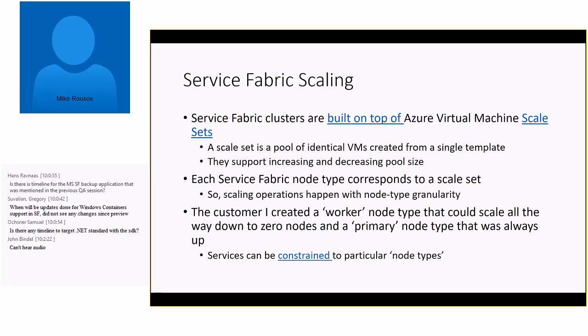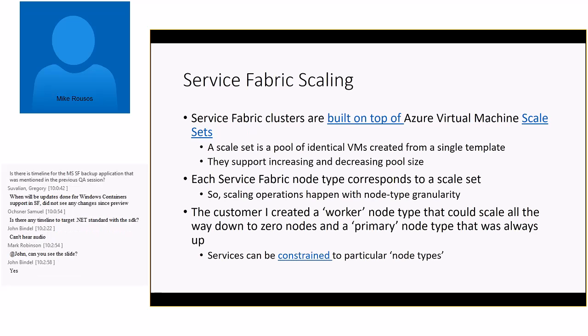When you look at Service Fabric applications, each node type in your Service Fabric app is going to correspond to a scale set. That means that when you have a scaling operation, it's going to happen for a particular node type. This was especially interesting in the case I was working on recently, because the customer had very spiky workloads where they would need a lot of computing power for a day, and then they wouldn't need hardly any for a week. So they wanted to have large, beefy VMs in their Service Fabric cluster, which were only available periodically.